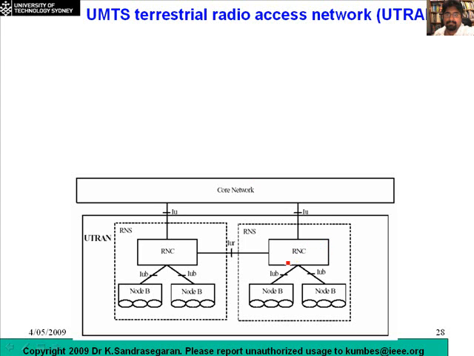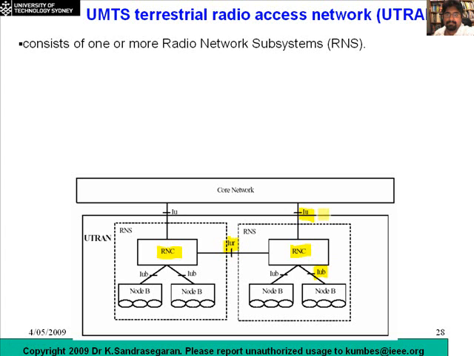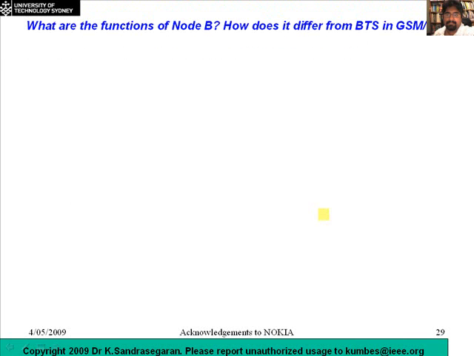RNCs, and these RNCs are connected to each other through the IUR interface. These RNCs connect to the base stations using the IUB interface, and you've got the IUCS and IUPS that go out of the RNC to the core network. The Node B, which is the base station, is probably one of the most important devices.